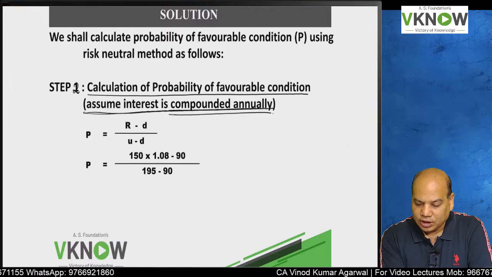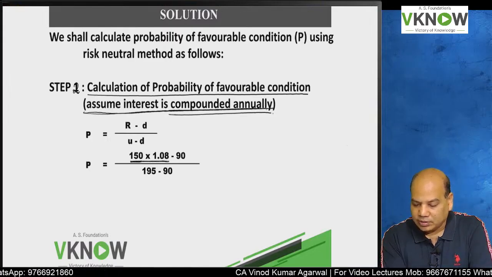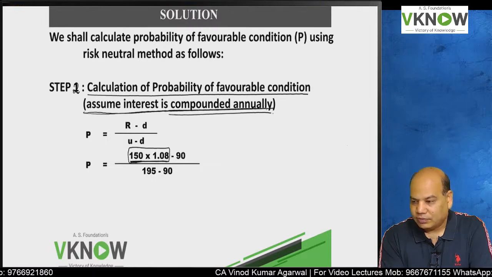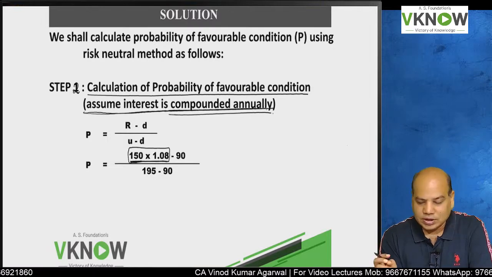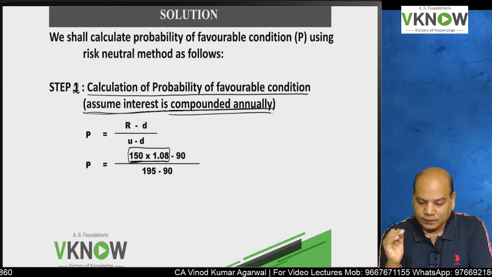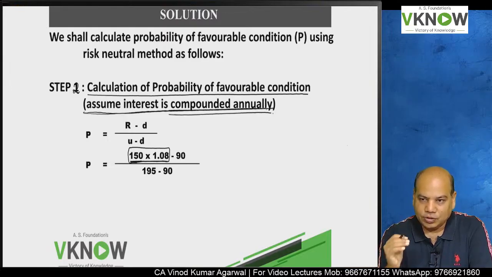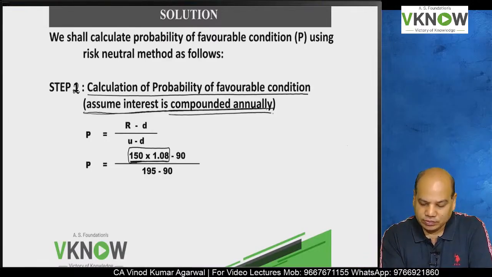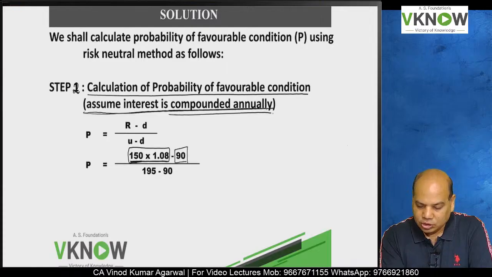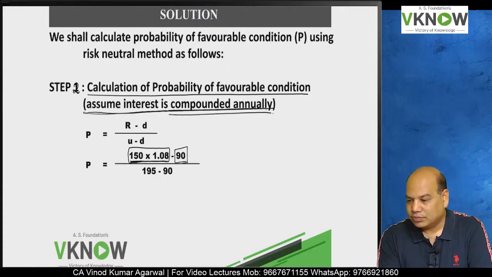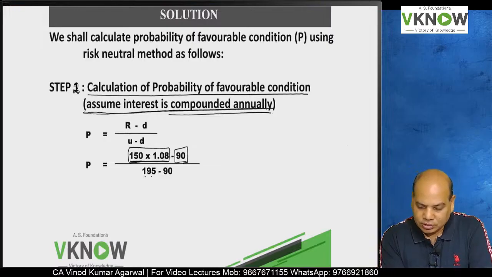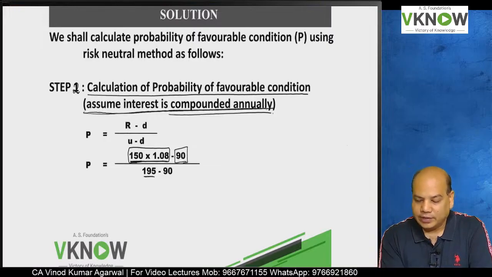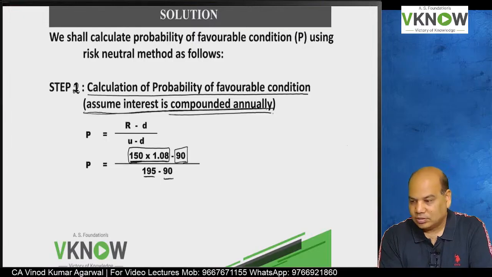What is the value of R? R means spot price multiplied by interest factor for 1 year. Interest rate is 8%. If 150 is invested for 1 year, how much will you get? 150 into 1.08. D means the lower value, downward value, 90. U means the higher value, 195 minus downward value 90.